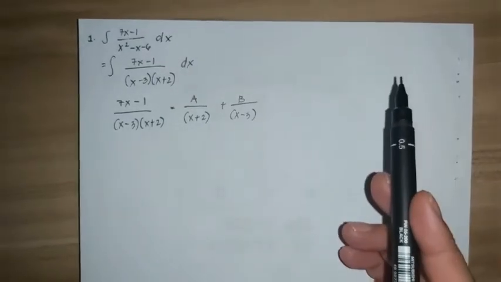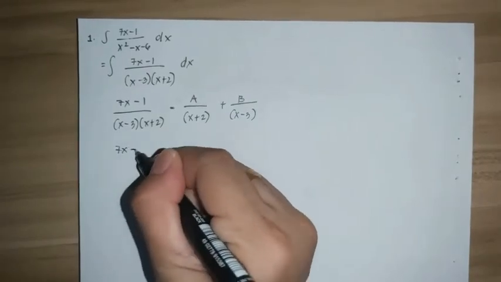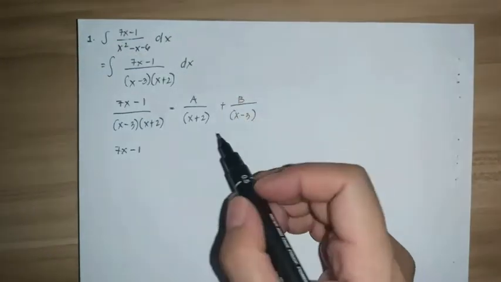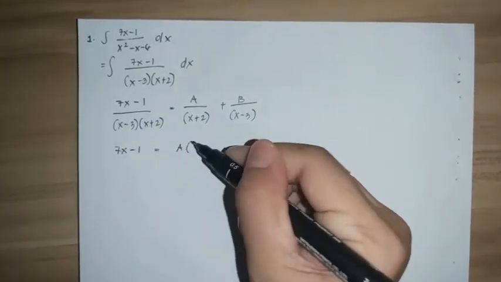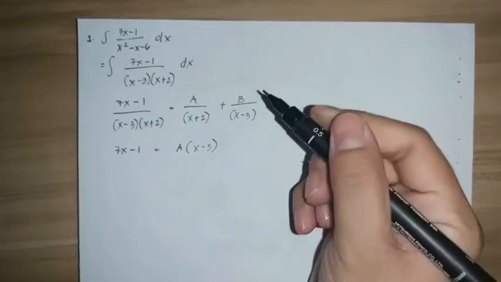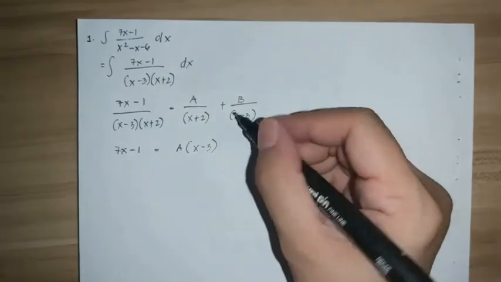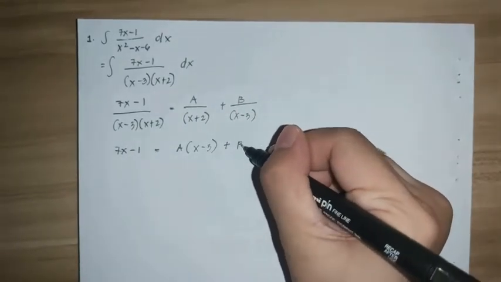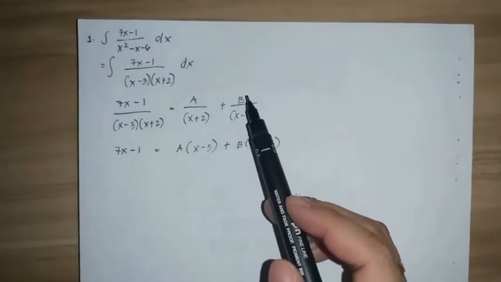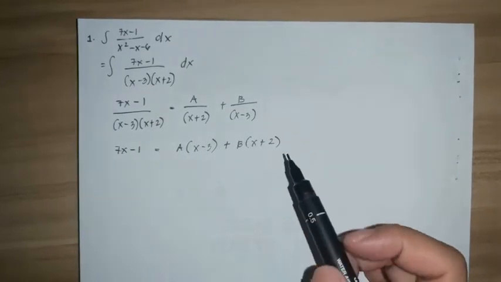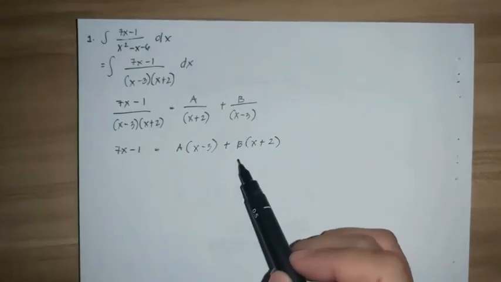By how? We will do cross multiplication. So we will have 7x minus 1 is equal to a times (x minus 3), plus b times (x plus 2). Okay, so with that, we need to determine the values of a and b.